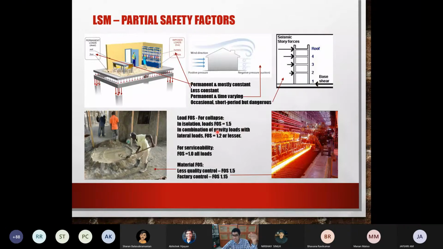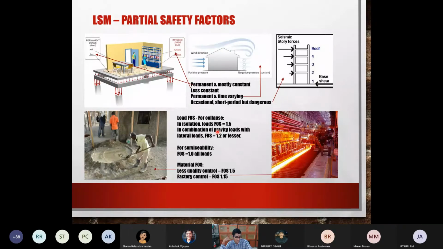Can anyone guess why when you take more loads together, you reduce the factor of safety? By the way, this is all for design purpose. So when you design for loads in combination, you reduce the factor of safety to be considered. Any reason why? So when we are increasing the load, we are accounting for some uncertainty.